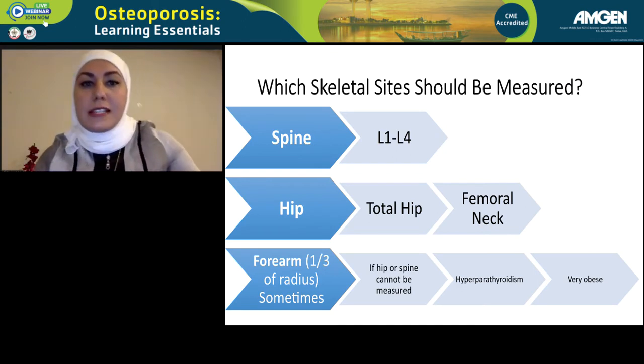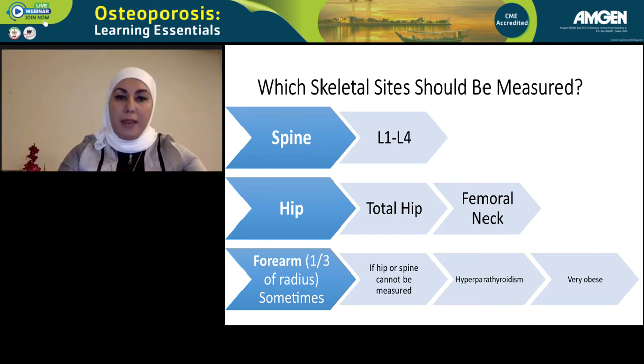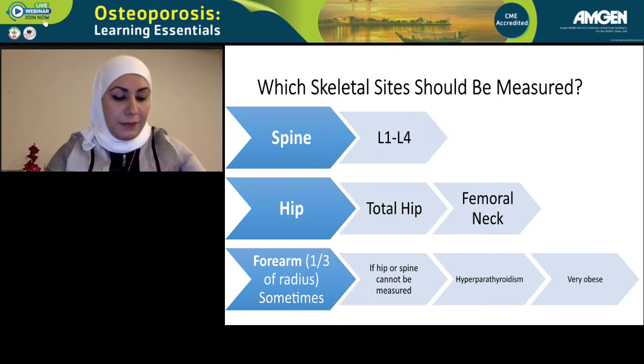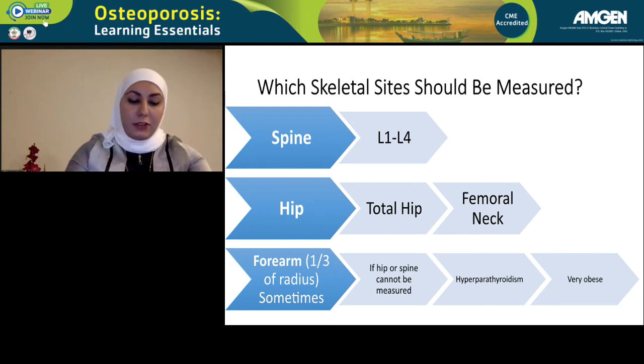So which skeletal sites should we measure? The region of interest. For the spine, we measure from L1 to L4. For the hip, we measure total hip and the femoral neck. So please, for measuring the hip, don't take Ward's triangle or trochanter. These parameters should not be used for diagnosis. And the forearm, the distal one-third of the radius of the non-dominant forearm.